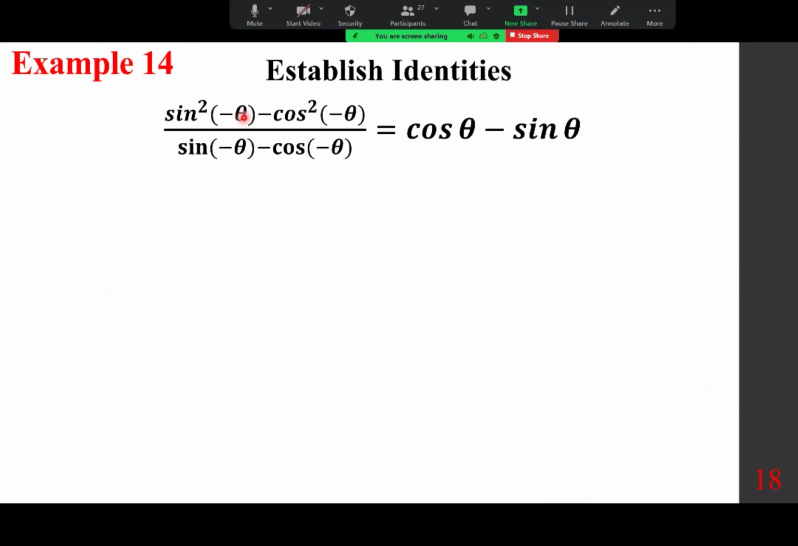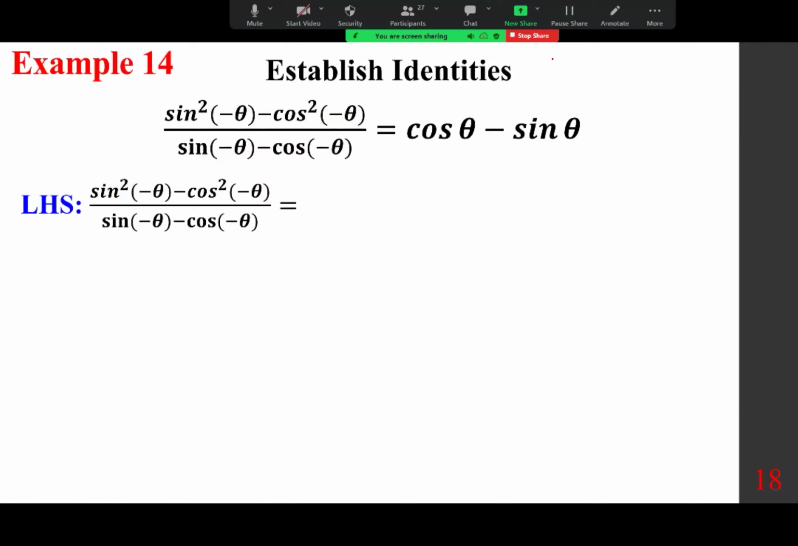Sine squared of negative theta minus cosine squared of negative theta, divided by sine squared of minus theta minus cosine of minus theta, is equal to cosine theta minus sine theta. Obviously, we start with the left-hand side because it is more complicated. To make sure we understand what we are dealing with here, this is sine of negative theta to the second power.